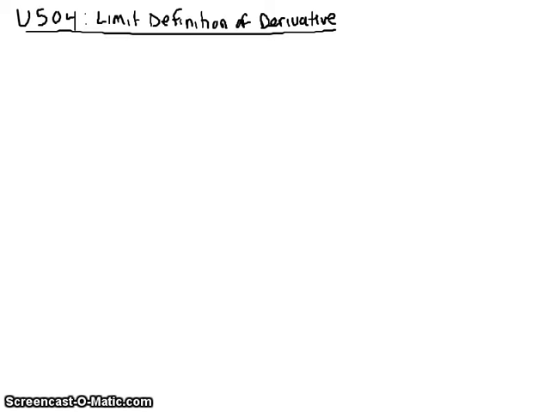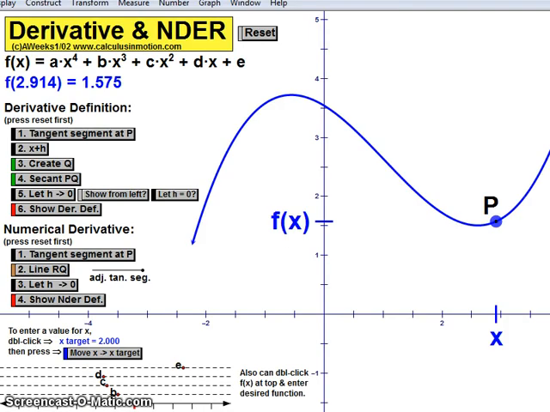In this video we're going to talk about Unit 5, Objective 4, the limit definition of a derivative. In order to show you the limit definition of a derivative, we're going to look at this graph here. You can see that it is ax to the fourth plus bx cubed plus cx squared plus dx plus e. The values of a, b, c, and d aren't really that important right now.